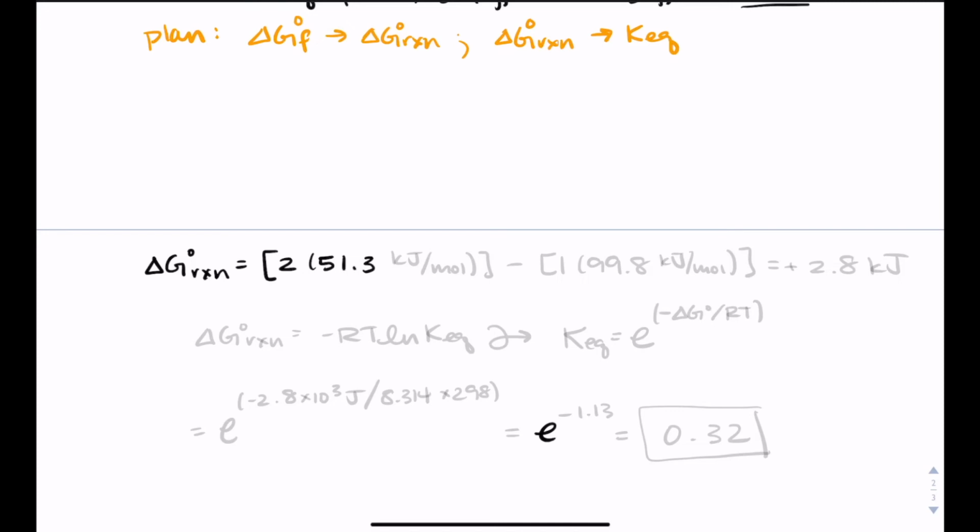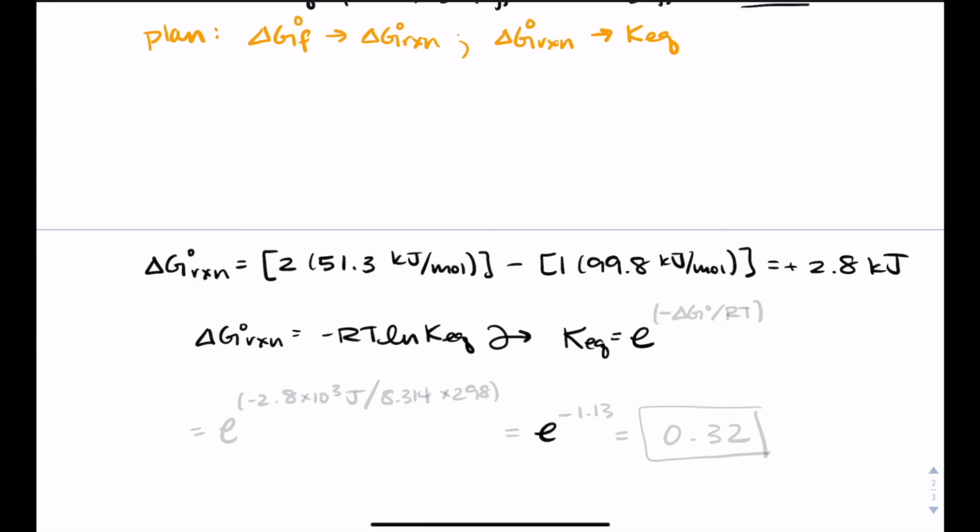So what I'm going to do is rearrange this before I even start so that I don't have to try to get stuff out of the natural log while there are other numbers around. So if you rearrange this, K eq is equal to e to the negative delta G over RT. So e to the negative 2.8, this time I've put everything in joules, so negative 2.8 times 10 to the third, divided by 8.314 times 298. The result is e to the negative 1.13, which is an equilibrium constant of 0.32.